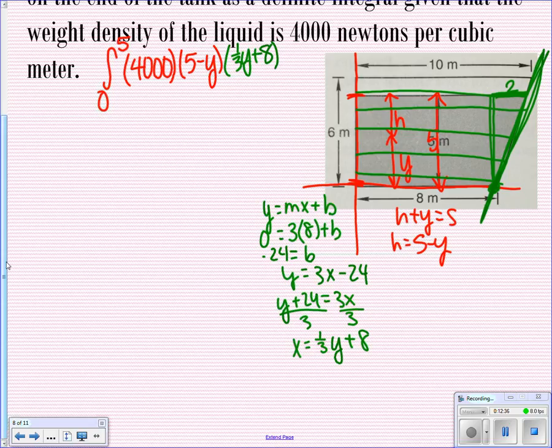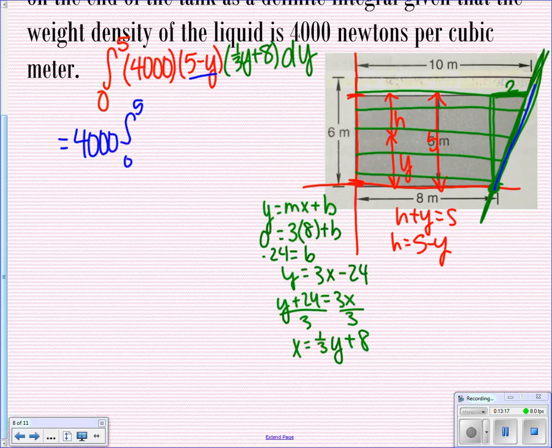So on this one, our length of a rectangle is going to be 1/3 y plus 8. And then the height is still dy because it changes as you get closer to the top of the surface. So again, the reason that we had to use the 1/3 y plus 8 instead of just 8 is that this is getting wider as we get closer to the top. And so the length of your figure there becomes a different number as you get closer to the top. It gets bigger.